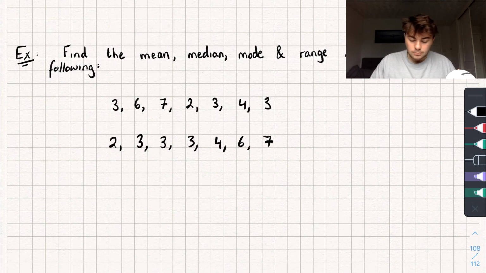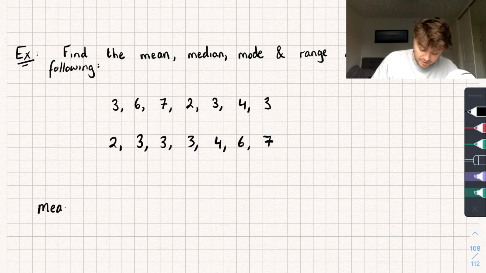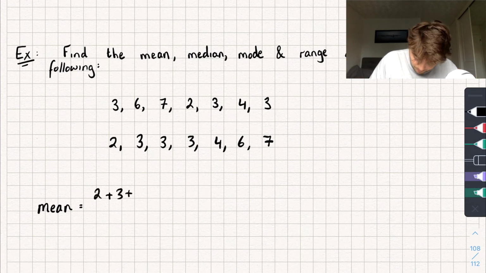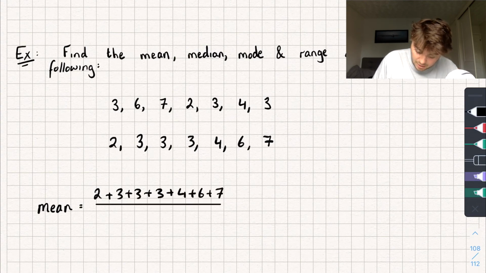That's done. Now, let's talk about what the averages are. Let's start off with the mean. Let's work out the mean. Well, the mean is really easy to calculate. To find the mean, you just add up all the numbers you've got and then divide it by how many there are. So I'm going to do 2 plus 3, this is kind of long, but 3 plus 3 plus 4 plus 6 plus 7. And divide it by the total number of numbers.